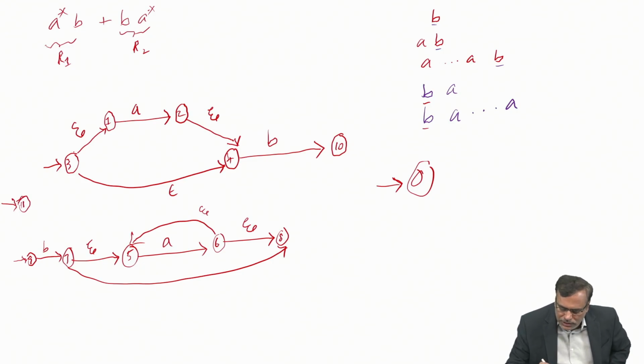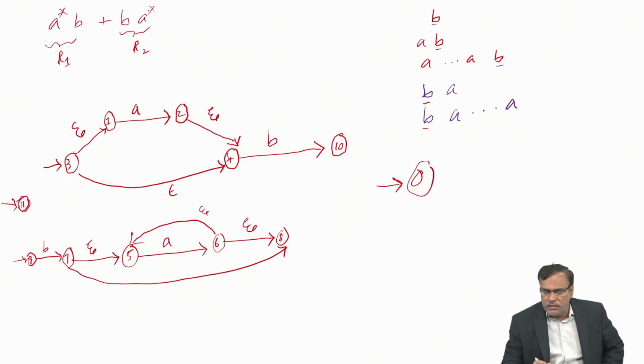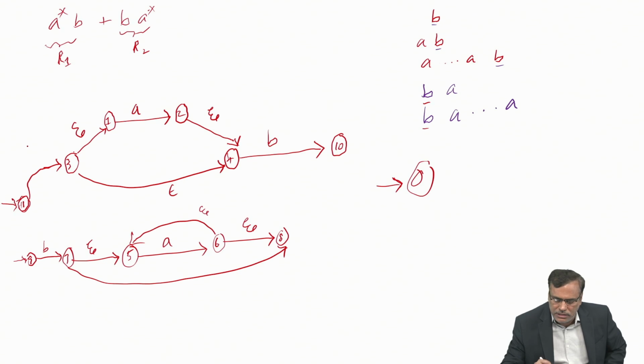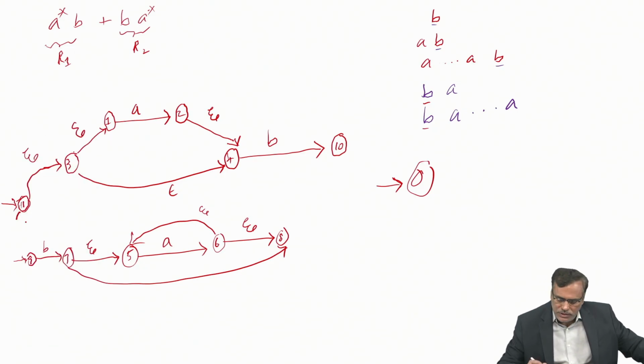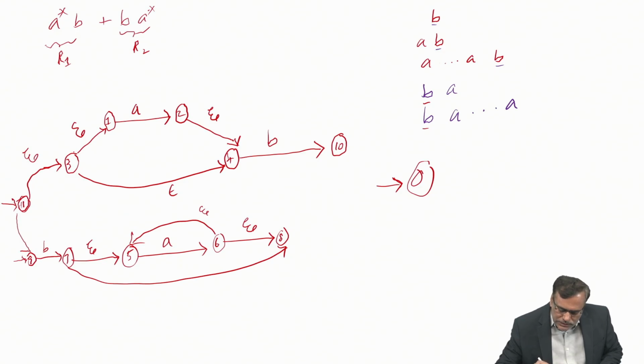For the new start state, you are supposed to give a transition from the new start state to these old start states on epsilon, right?